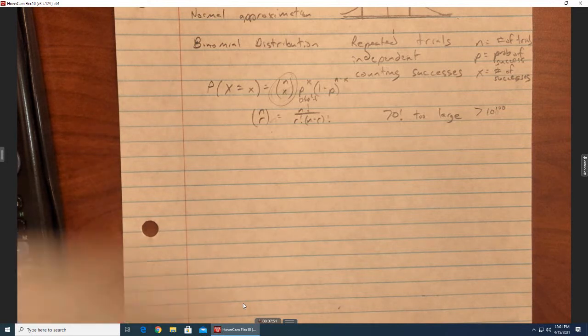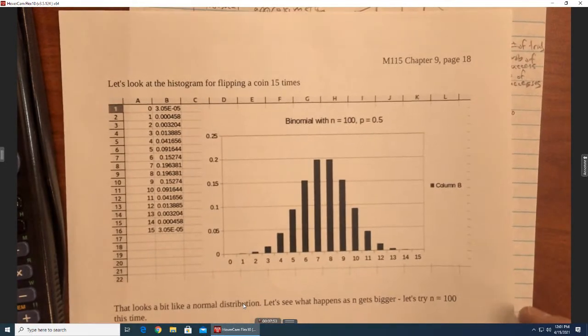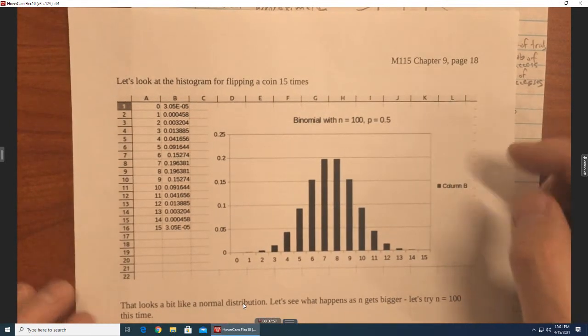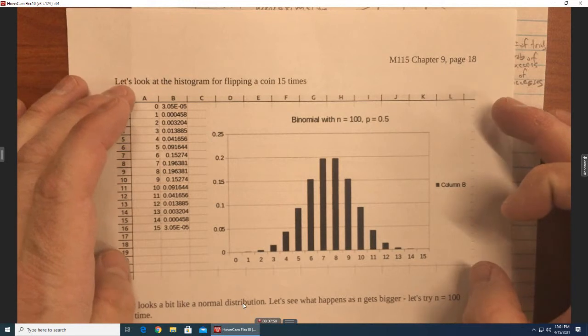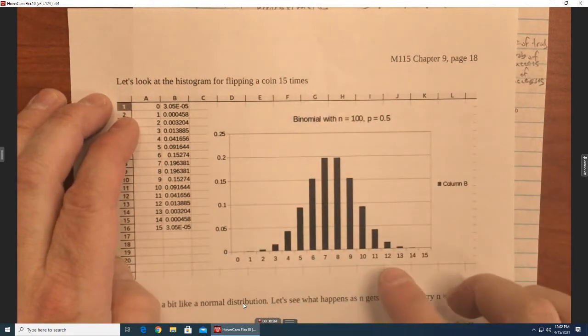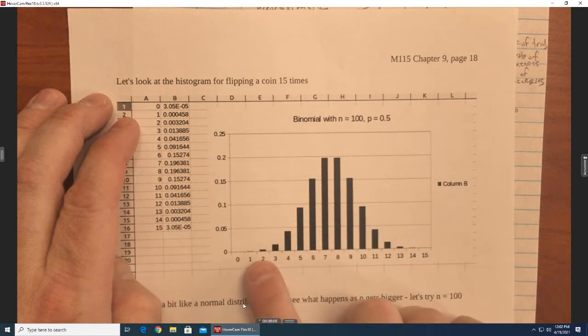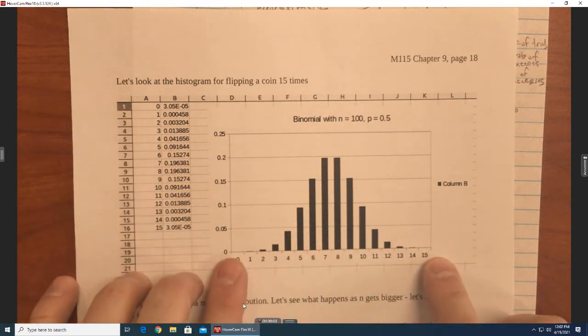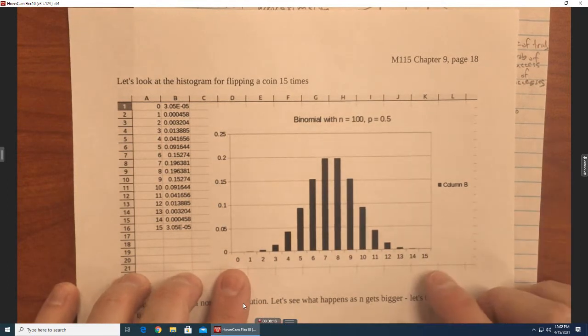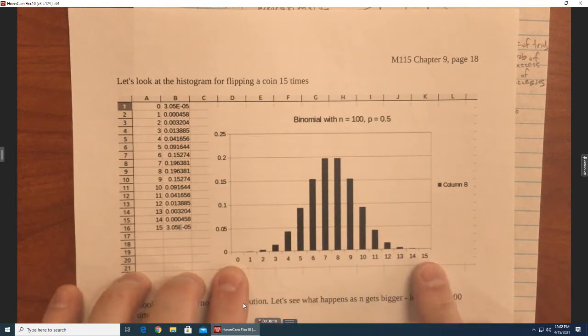So what I've done here is I've used my spreadsheet software to show a distribution. This is flipping a coin 15 times, and it's looking at the probabilities for each of these. You can see flipping the coin 15 times, we could get anywhere from 0 all the way up to 15. I guess this is heads, let's say. It doesn't really matter, it's symmetric. Could be heads or tails. But if you're flipping a coin 15 times, your number of heads could be anywhere in that range.